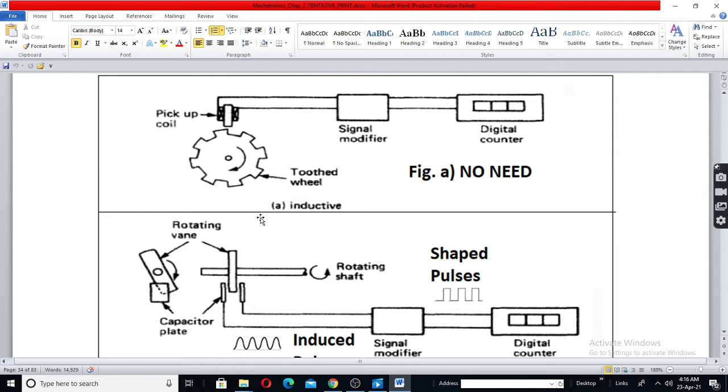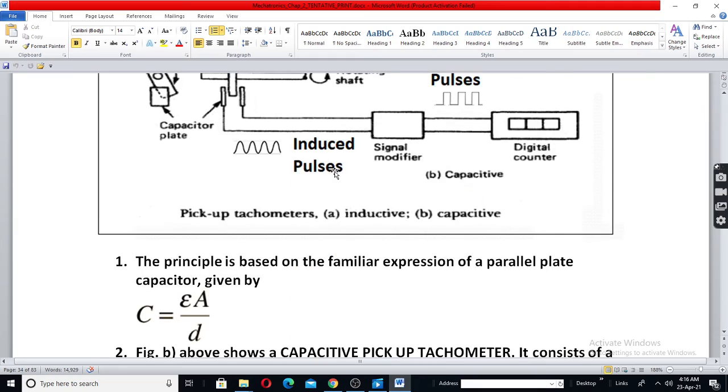So it can be like this or like this. You can have a toothed wheel or a vane also. Here for one rotation, you will get 1, 2, 3, 4, 5, 6, 7, 8 pulses. Here for one rotation, you will get only 2 pulses. One pulse when this comes inside, and another. Here it has 2 heads. Here you have 8 heads. So this can be used.